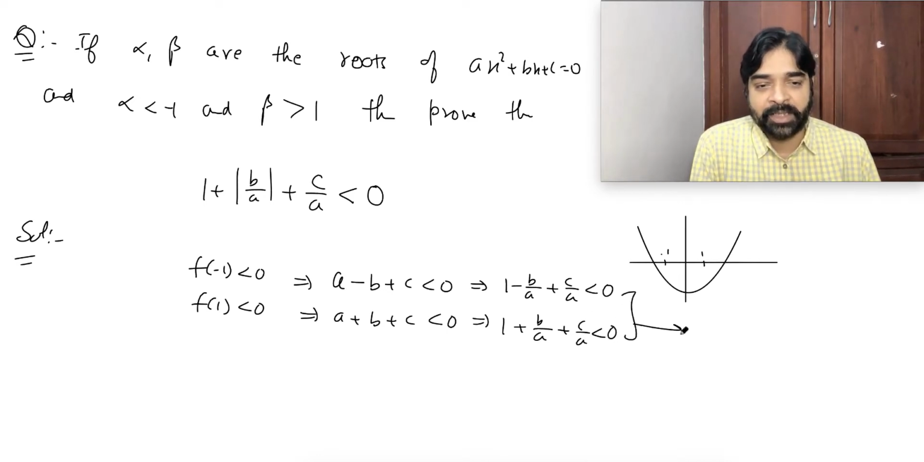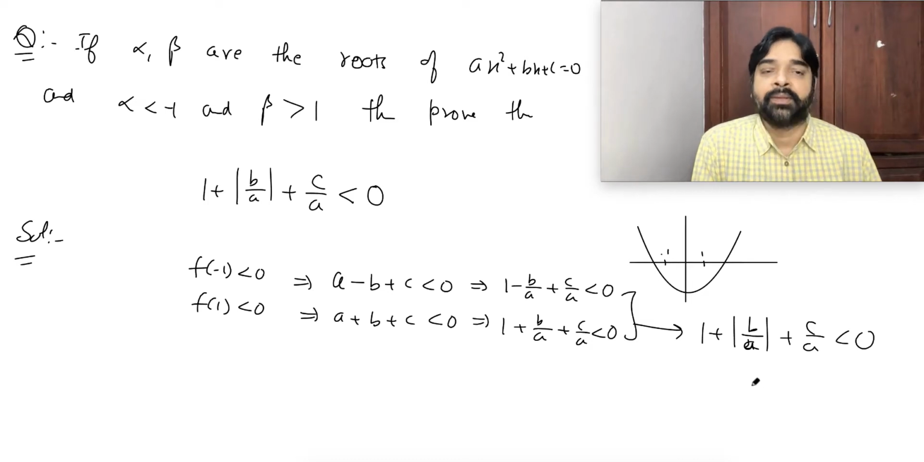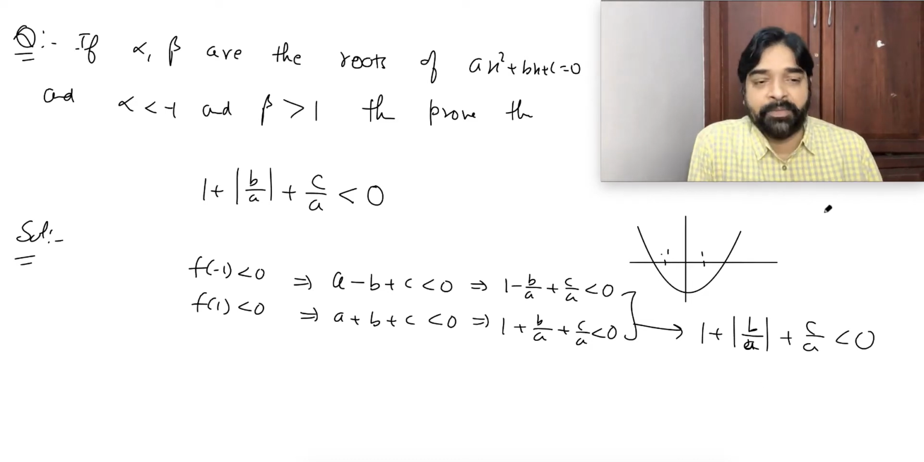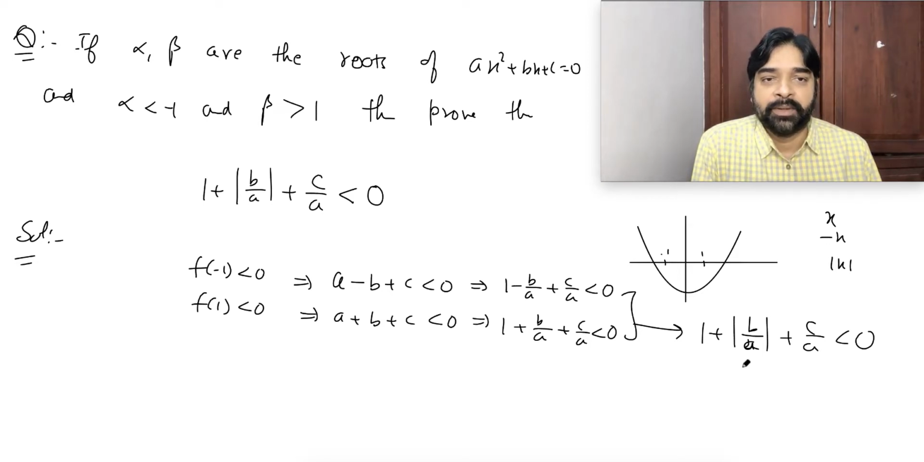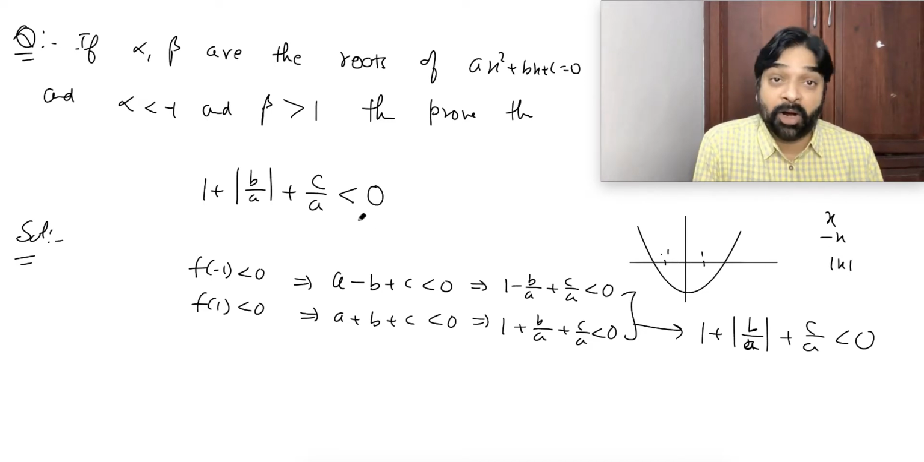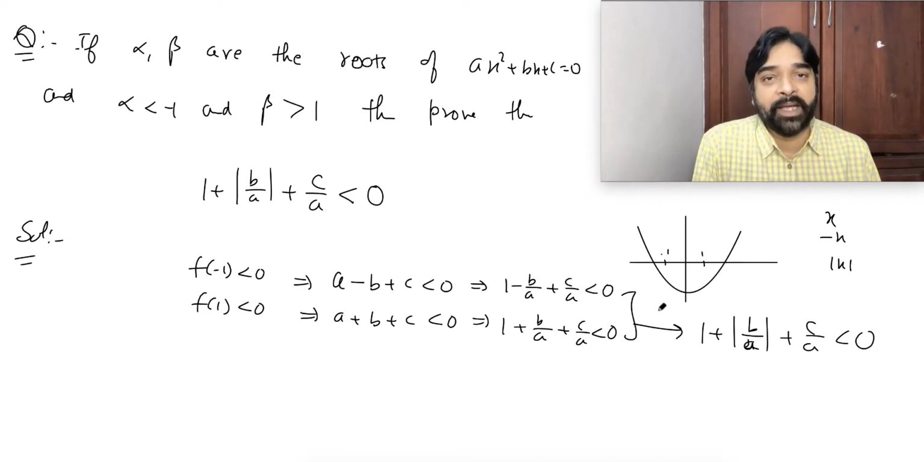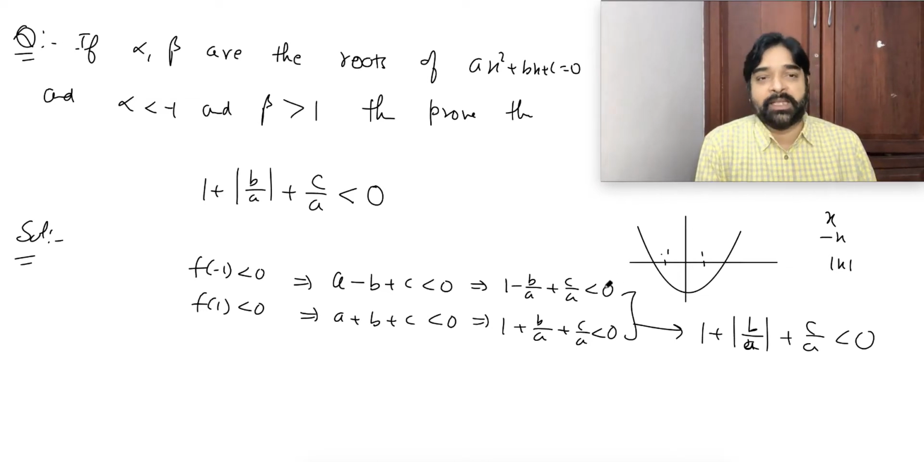Can I combine it? Yes. 1 plus mod B by A plus C by A. Finish. In place of one x and minus x both written, to combine both, what can you write? Mod x I can write. That's what I wrote, nothing else I did. I hope I did correct. Is it clear to everyone? So this is what we proved, but not fully. This we proved for what? For A greater than 0. But A may be less than 0.